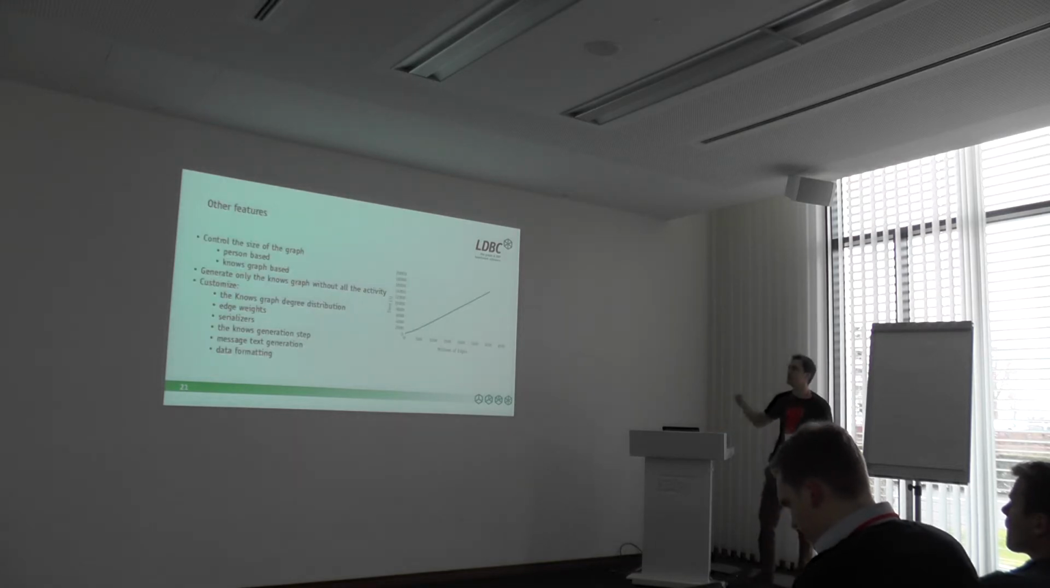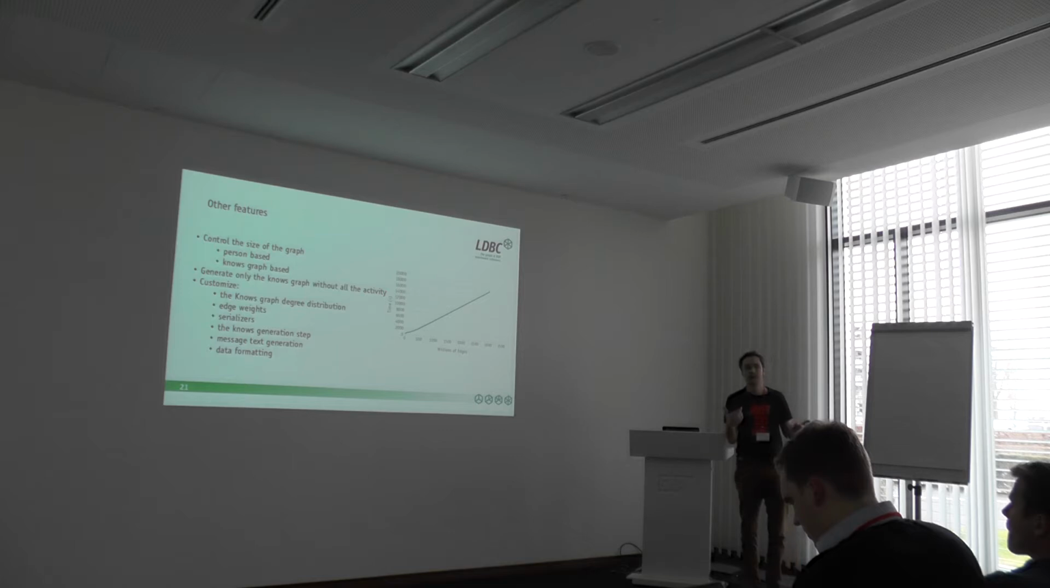So all the features that are present control the size of the graph, which can be person-based. Now we are adding a new feature where you can directly specify the number of edges you want the resulting graph to have instead of the number of nodes. We can generate only the friendship graph without all the activity. This is especially useful for the Graphalytics benchmark.